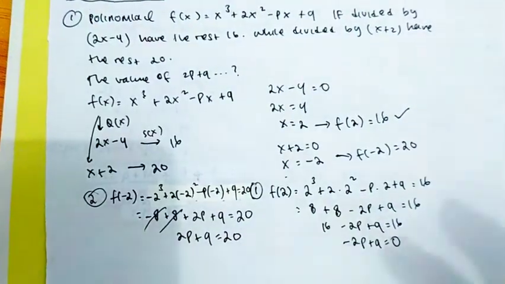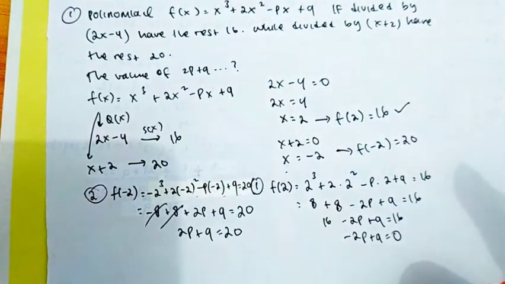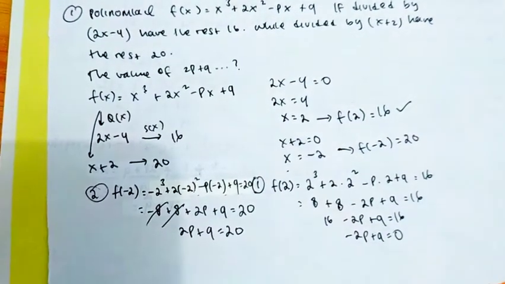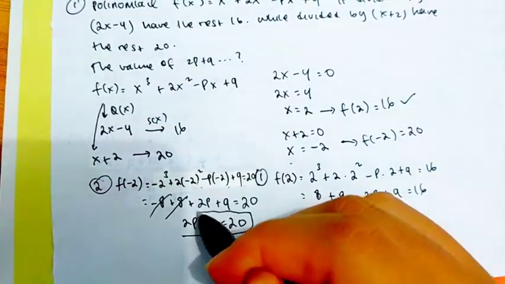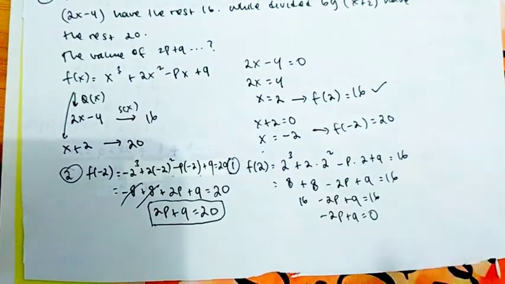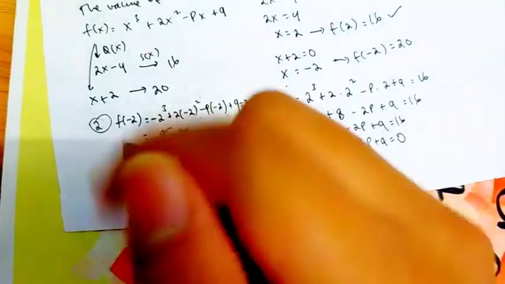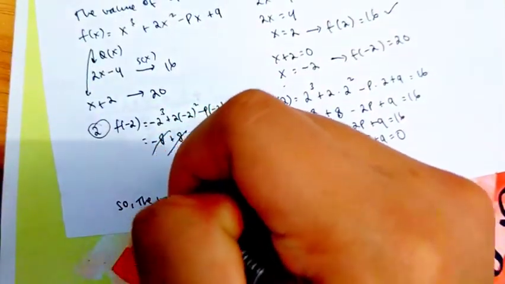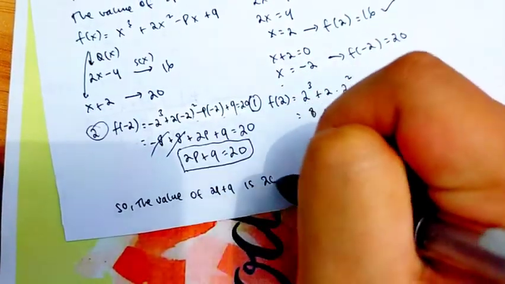From this, we can find the value of 2p + q, right? Where is the value of 2p + q? Yes, you are right, 20, because from this, the term with minus 2p + q is not required by the equation. If we take a conclusion, the value of 2p + q is 20.